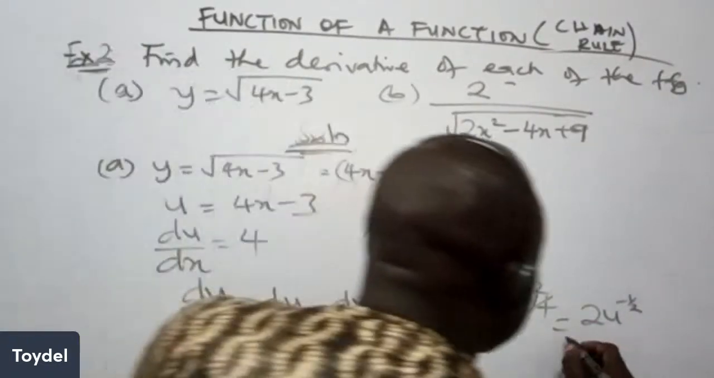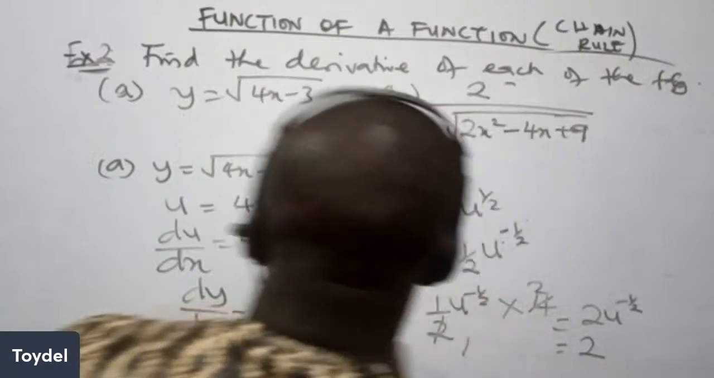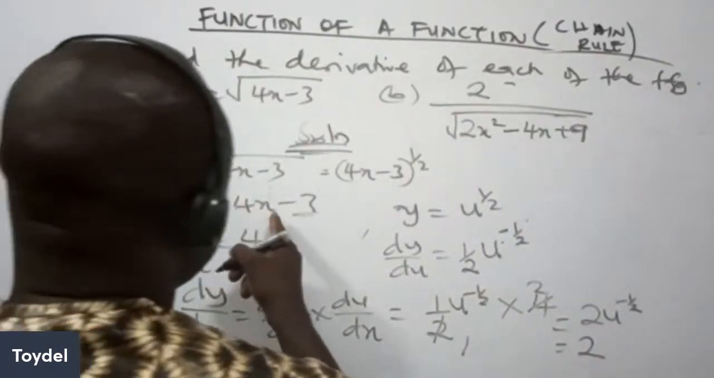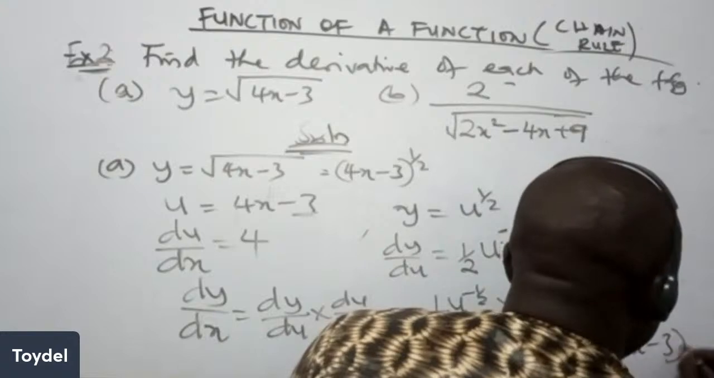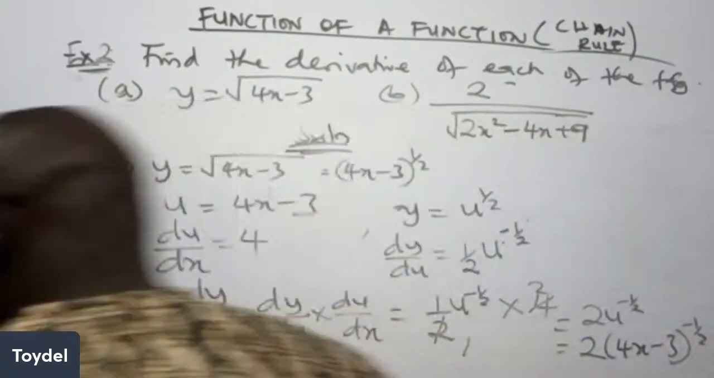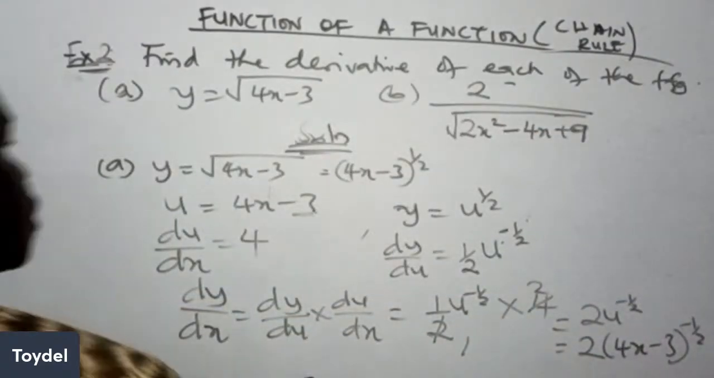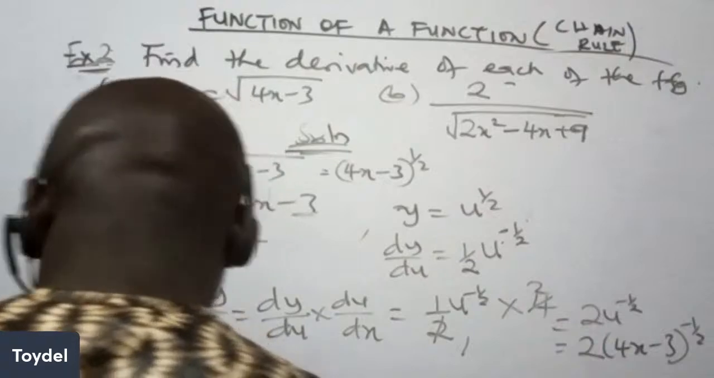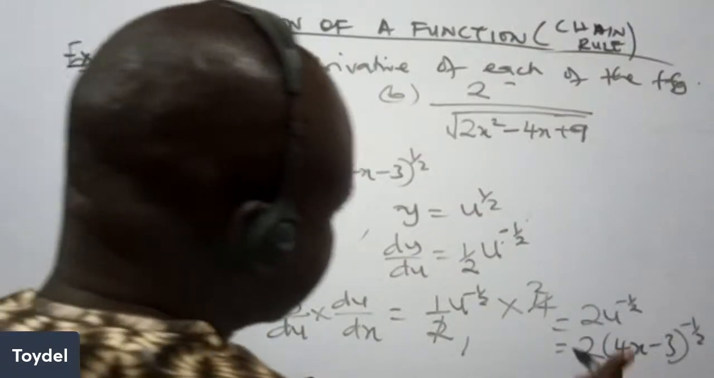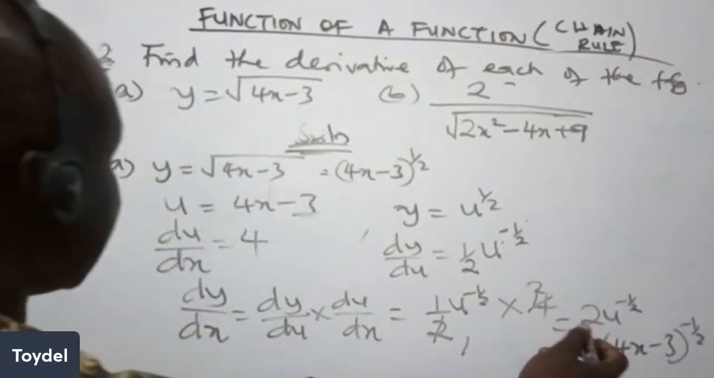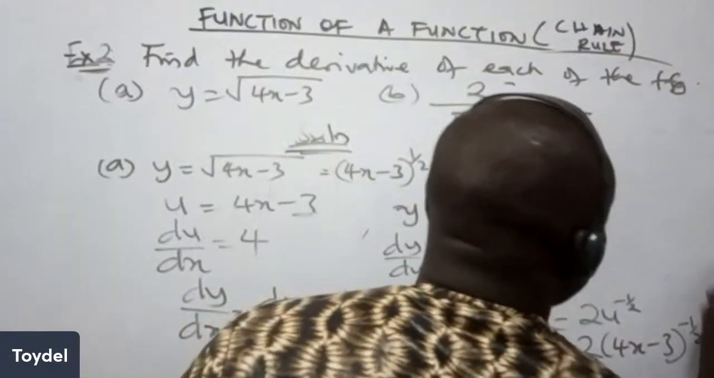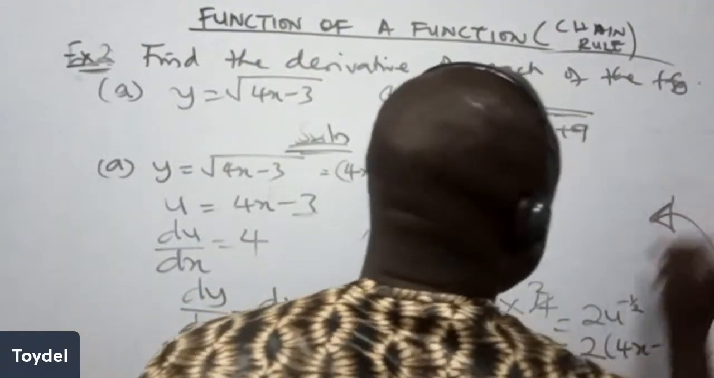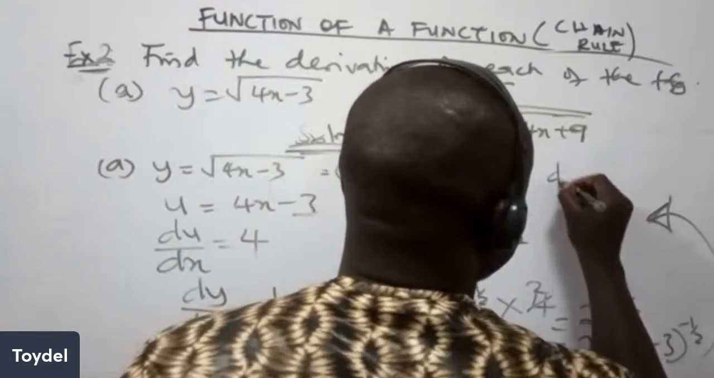Then, of course, what is u? u is given as 4x minus 3. We have 2 into bracket 4x minus 3, everything raised to power minus half. That's what we are going to have. So we can just stop at that point, or I can decide to rewrite this. If I decide not to stop there, this is what I can do. I can decide to rewrite this as dy/dx.